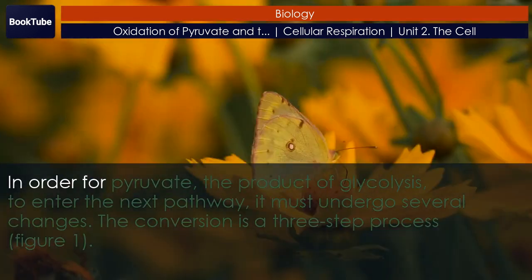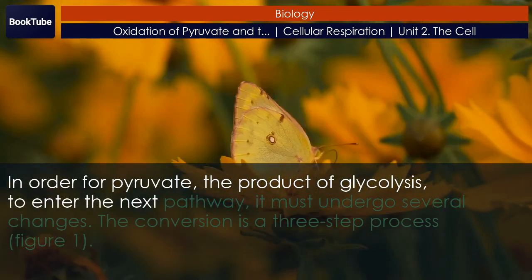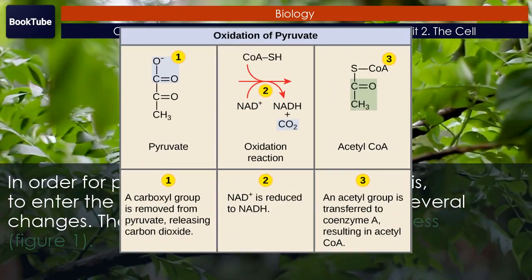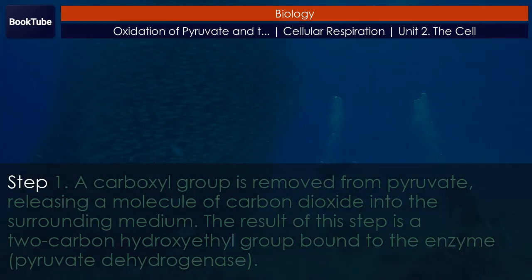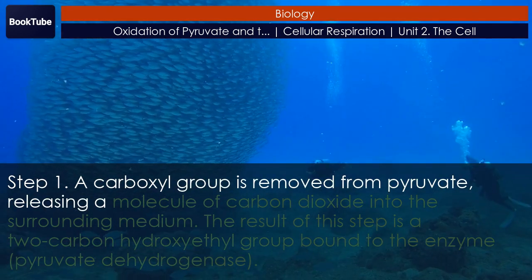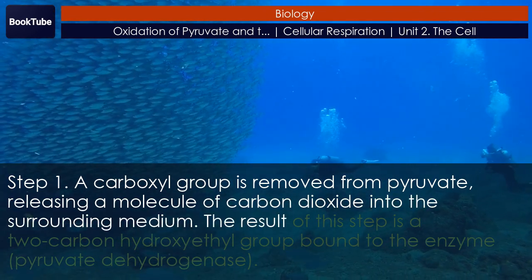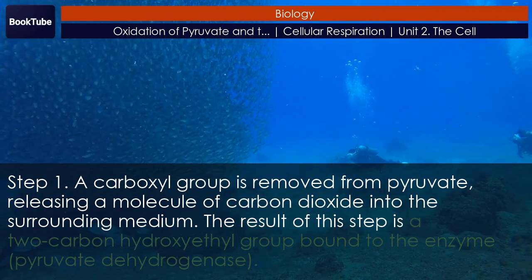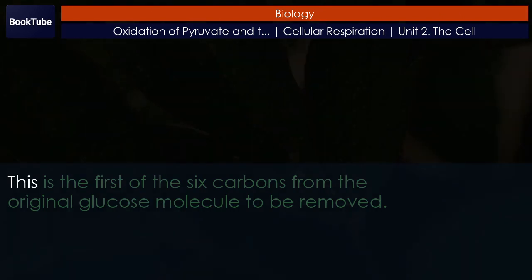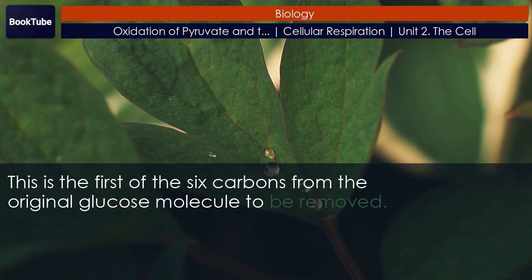In order for pyruvate, the product of glycolysis, to enter the next pathway, it must undergo several changes. The conversion is a three-step process. Figure 1. Step 1. A carboxyl group is removed from pyruvate, releasing a molecule of carbon dioxide into the surrounding medium. The result of this step is a 2-carbon hydroxyethyl group bound to the enzyme pyruvate dehydrogenase. This is the first of the 6 carbons from the original glucose molecule to be removed.